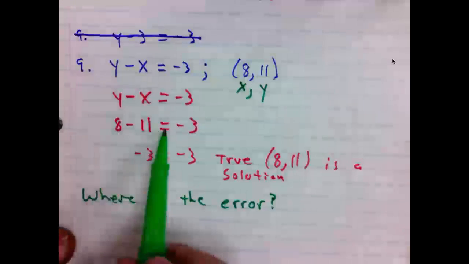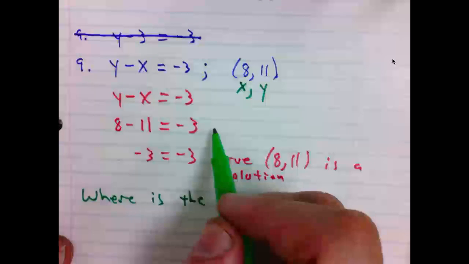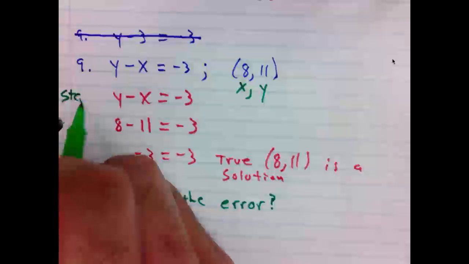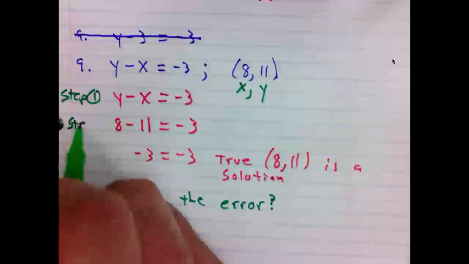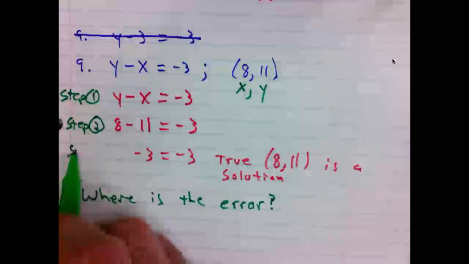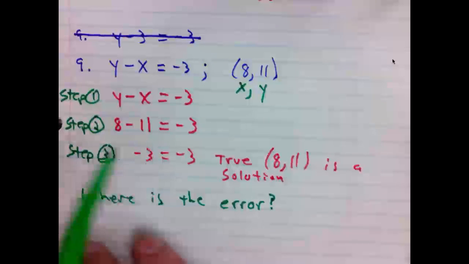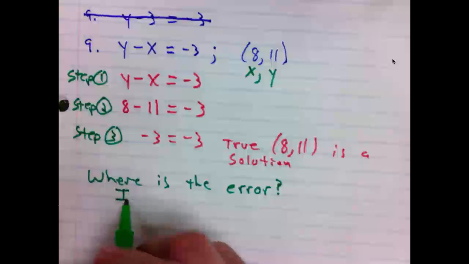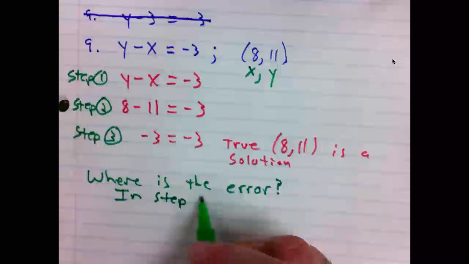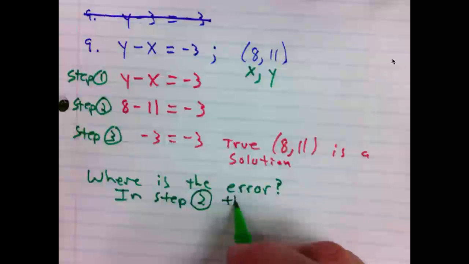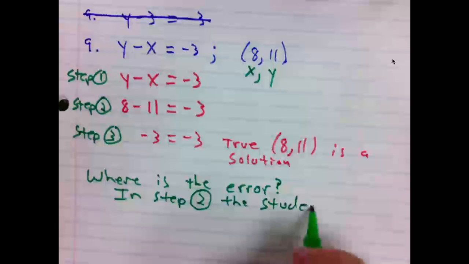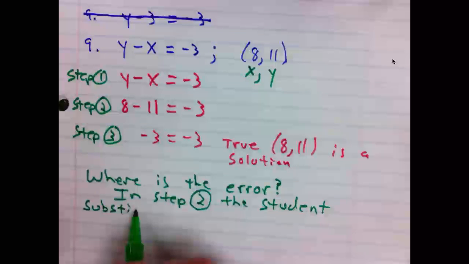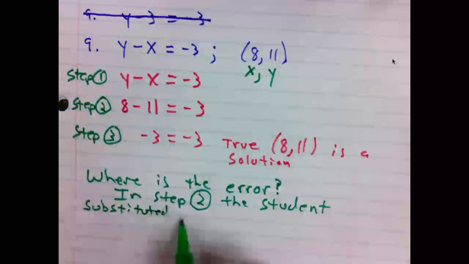Their mistake is in this line right here. So, where's the error? Let's call this step 1, step 2, step 3. In step 2, the student made an incorrect substitution. In step 2, the student substituted incorrectly.